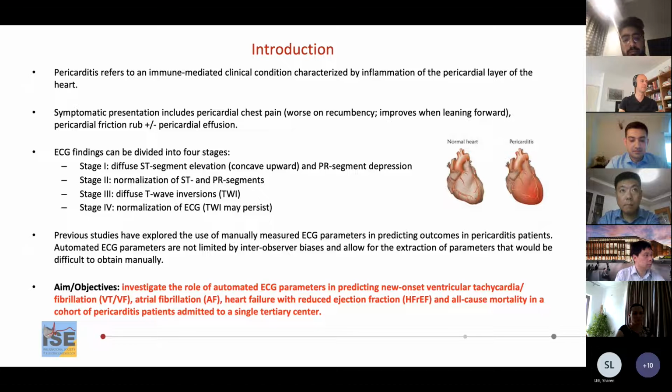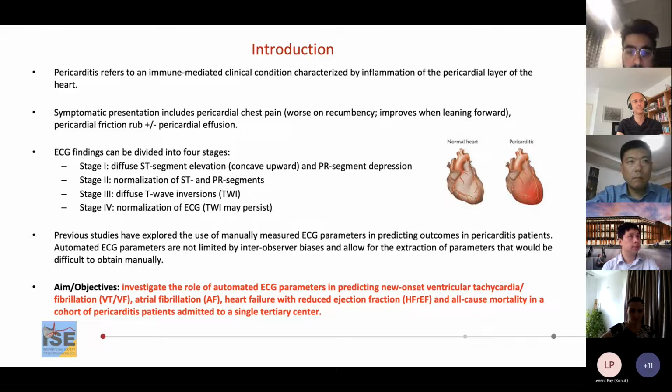Now, several cohort studies have explored the underlying pathogenesis, clinical presentation, and risk factors leading to pericarditis-related admissions, but only a few studies have actually explored atrial and ventricular arrhythmic outcomes in such cohorts. This is a relatively unexplored area in the context of pericarditis. Some investigations of late have made use, as Sharen previously mentioned, of automatically measured ECG parameters to evaluate such relationships, as unlike manually measured ECG variables, the automated techniques are not limited by inter-observer bias, and they allow for the extraction of parameters that would otherwise be difficult to obtain manually.